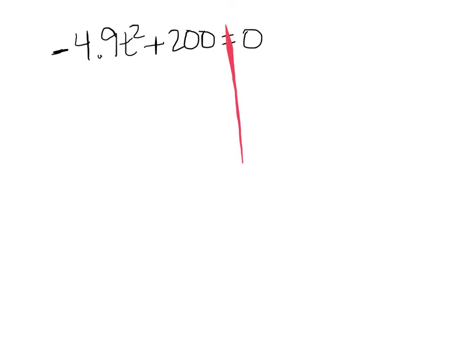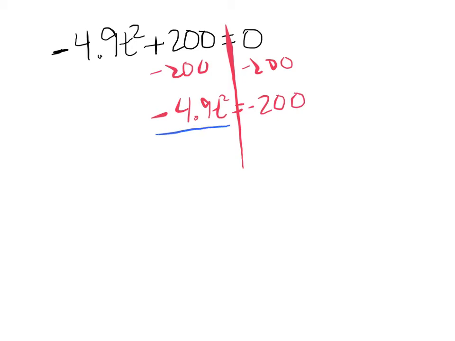So the first thing I need to do is isolate the variable. So in this case it's t, so we're going to subtract 200 from both sides. That leaves us with negative 4.9 t squared equals negative 200. Okay, now we need to get the variable by itself, so we need to get rid of that negative 4.9, and so we're going to divide both sides by negative 4.9.